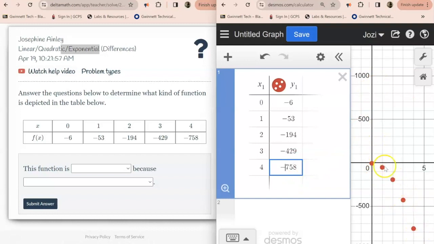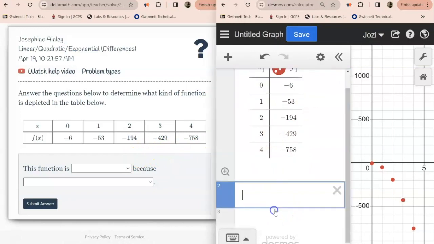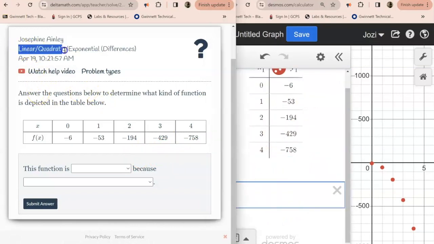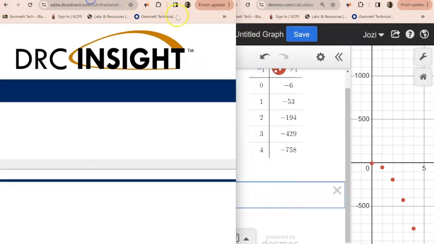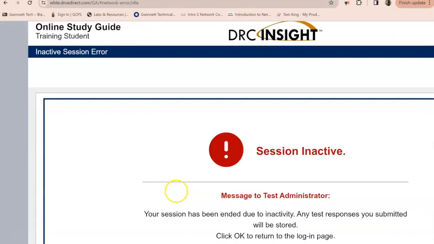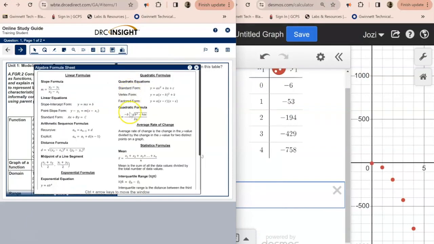All right, so what does this look like? It doesn't look linear. This looks like quadratic, like this. Right, but to be sure, I don't know exactly what it is. So what I'm going to do is put in all three of these. So I'm going to go to my trusted formula sheet. I'm going to click reference so that I can get the formula sheet.